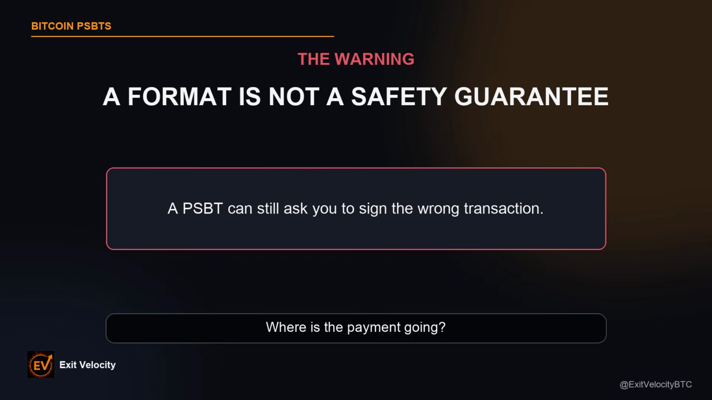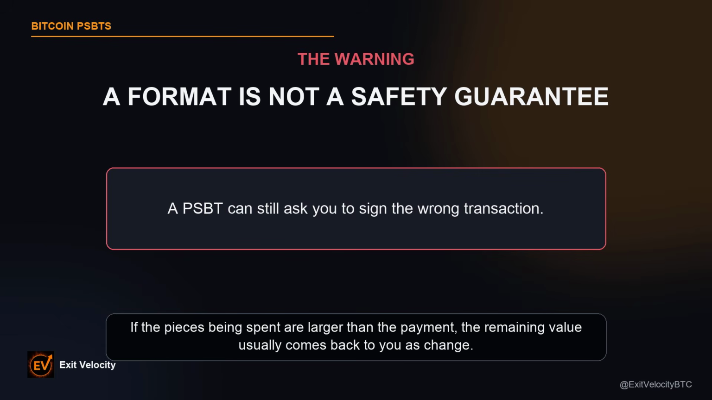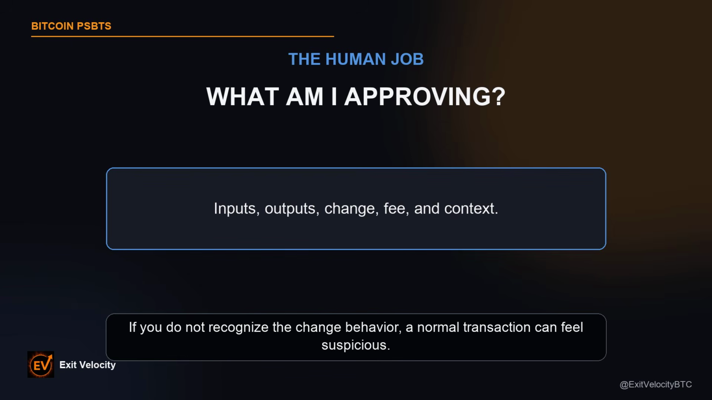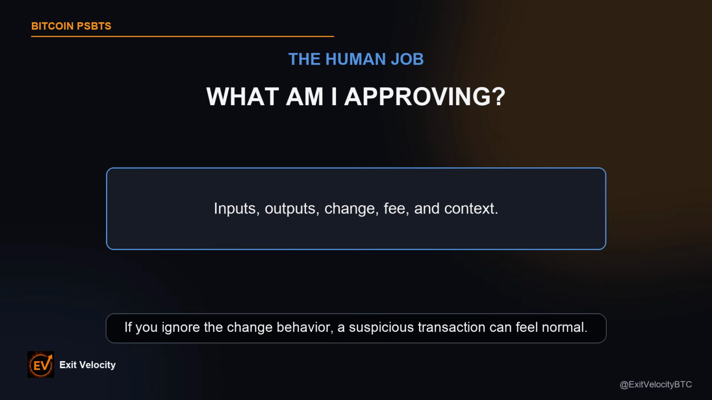That is why the format matters. Without a shared format, every tool would need its own awkward translation layer. With PSBT, different tools have a more standard way to pass the unfinished transaction around. Another way to say it, a PSBT is not the money moving. It is the proposed movement waiting for approval. That distinction matters emotionally. Beginners see a file, QR code, or long encoded string and panic. But the useful question is not, what does every character mean? The useful question is, what transaction is this asking me to approve?